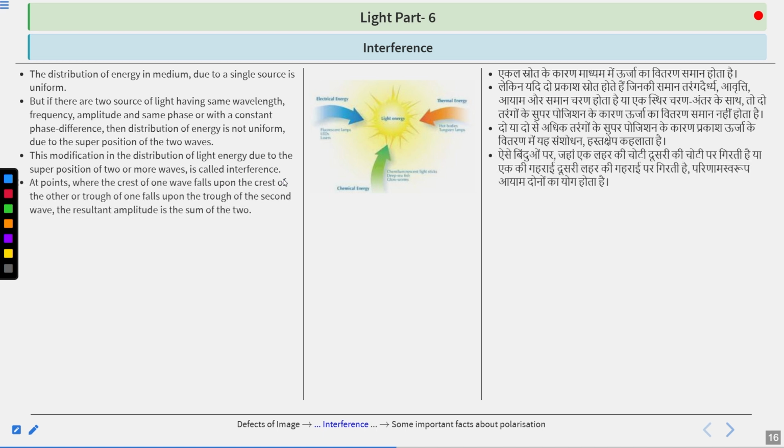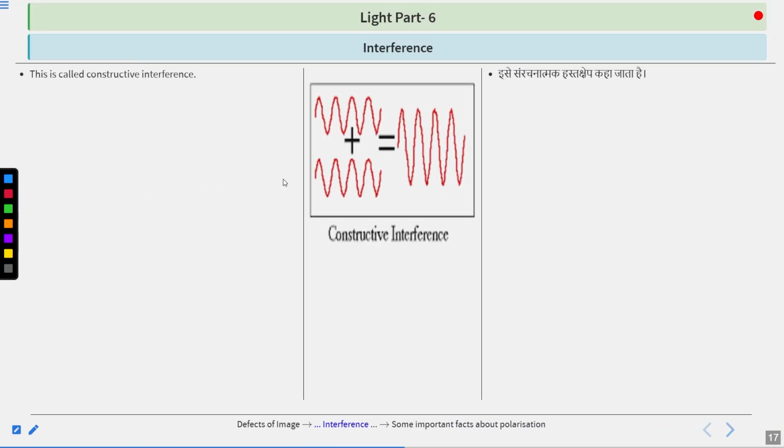At points where the crest of one wave falls upon the crest of the other, or the trough of one falls upon the trough of the second wave, the resultant amplitude is the sum of the two. Hence, the intensity is maximum. This is called constructive interference. Here you can see it: the two different rays got combined, and now you can say they have appeared as one ray only.